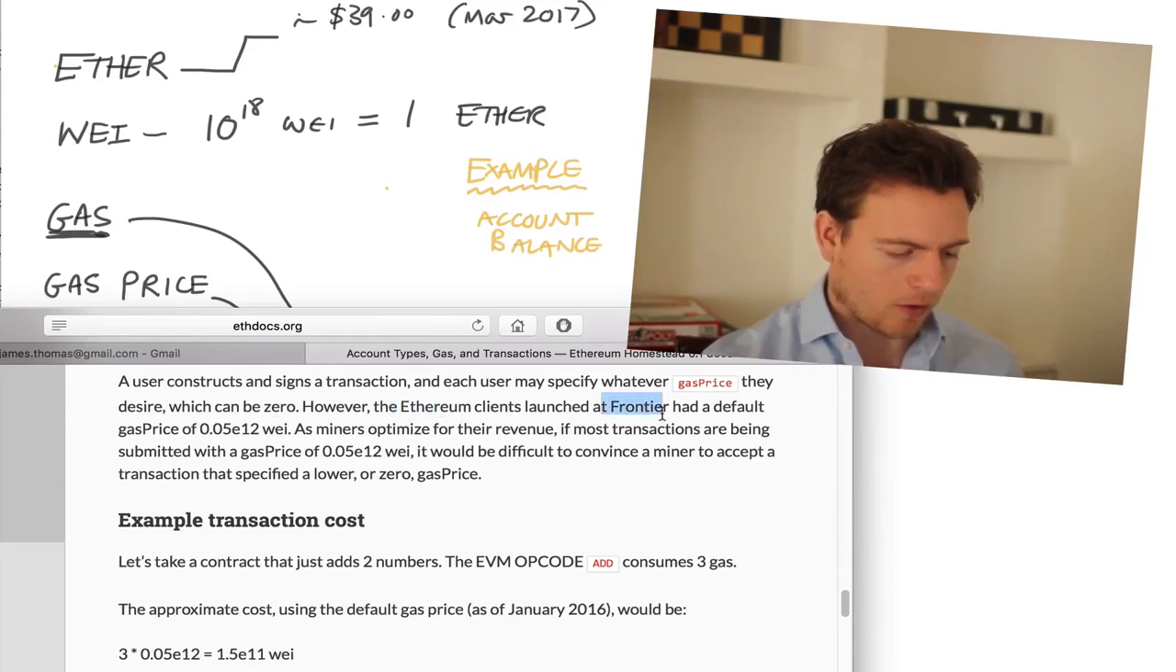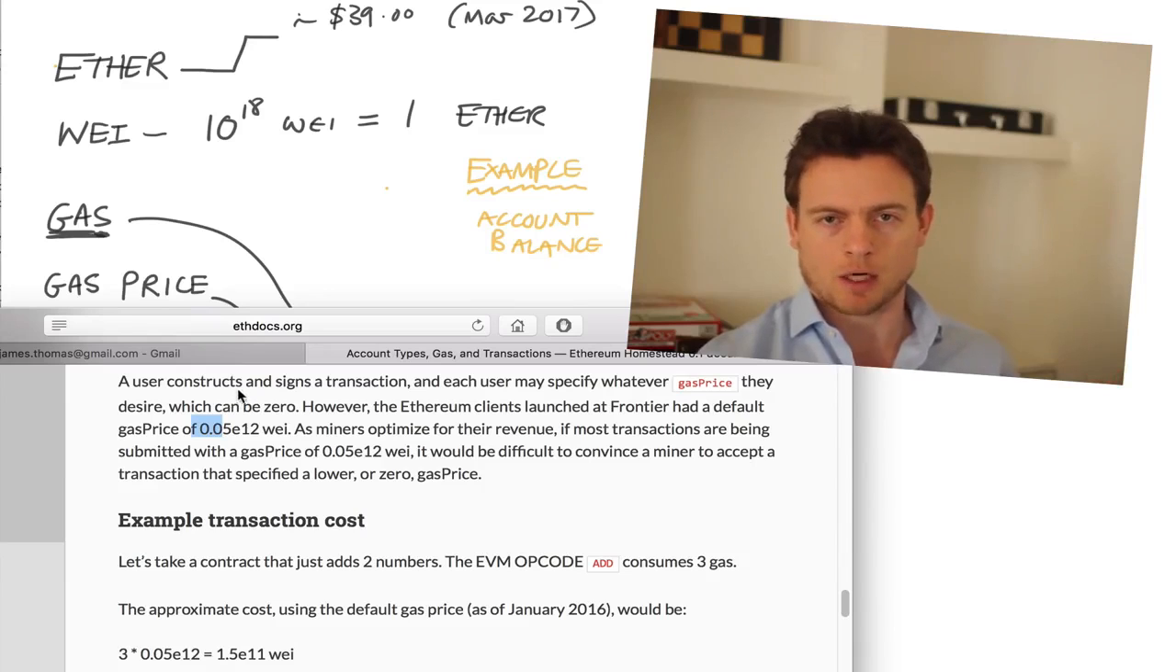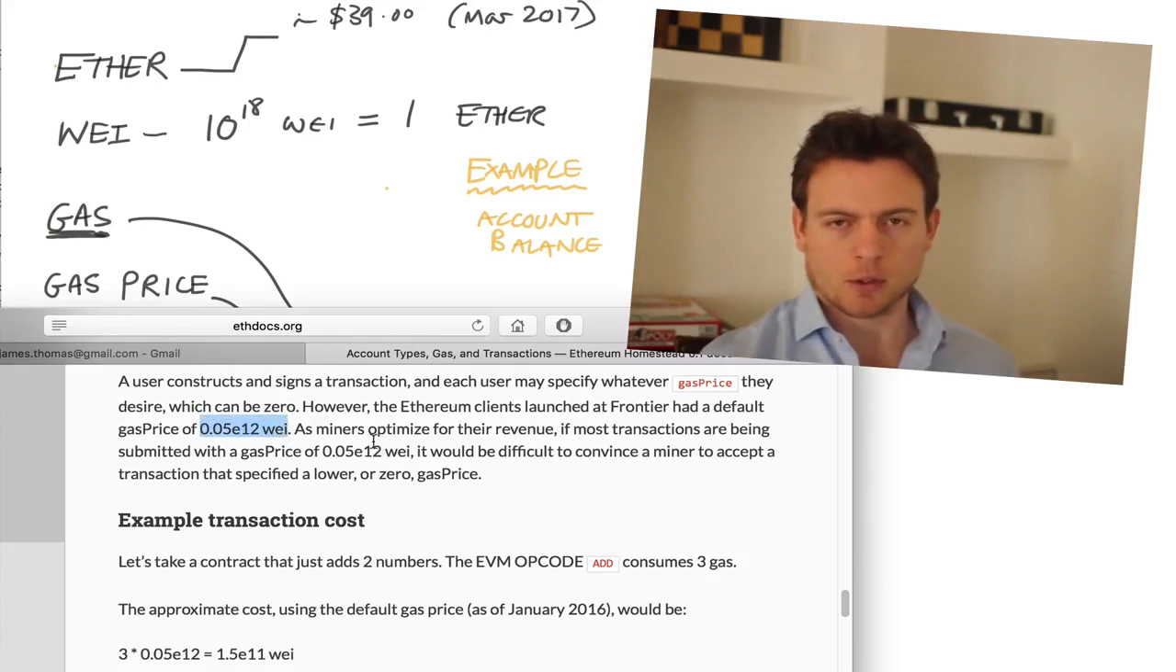This particular version of the Ethereum client had a default. If you don't specify it in your transactions, because the gas price is a transaction parameter, it had a gas price of 0.05 times 10 to the 12 Wei. So that was the default if you don't specify it.